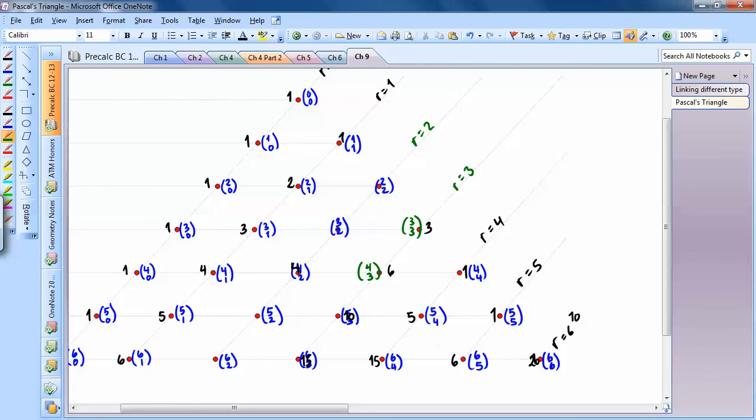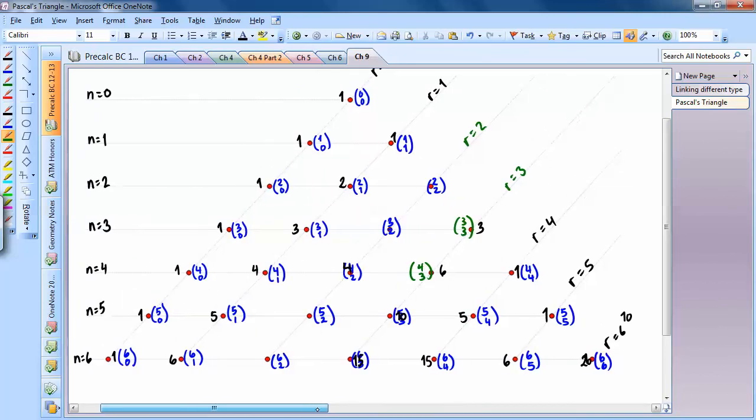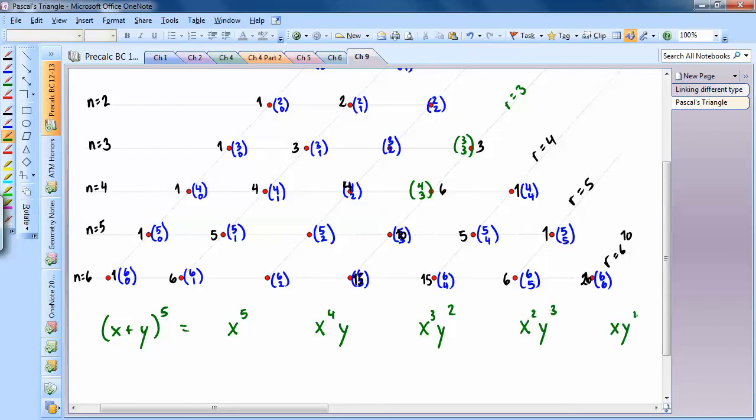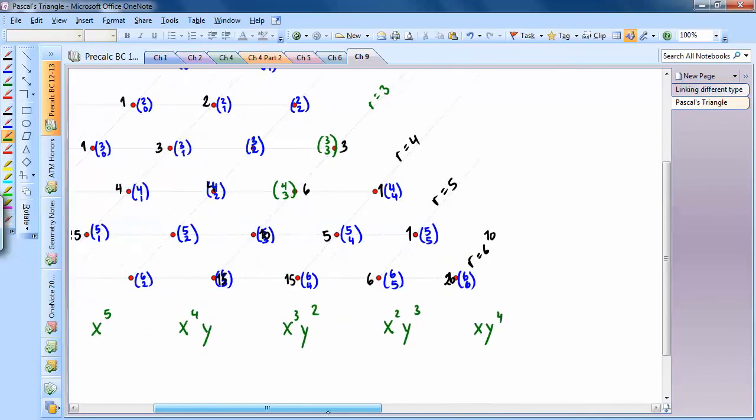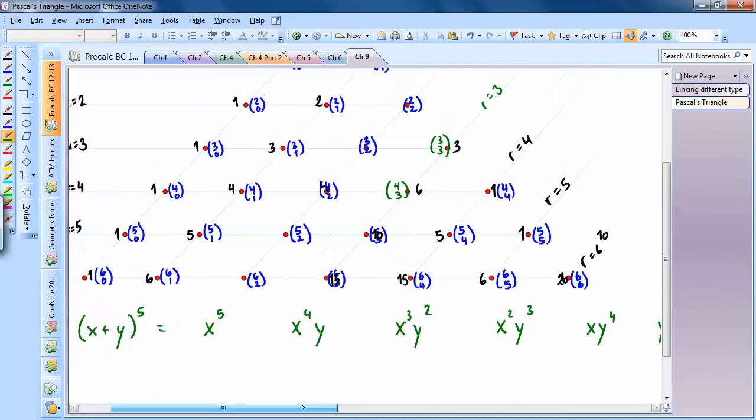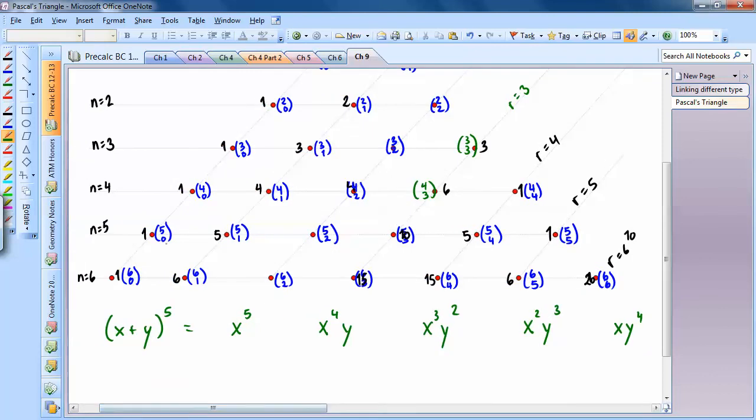One of the nice things is that if you have to expand an entire polynomial like x plus y to the 5th, let's say, well, you're going to get an x to the 5th term, an x to the 4th y term, an x cubed y squared term, an x squared y cubed term, an x y to the 4th term, and then a y to the 5th term with x to the 0. And the coefficients all come out of here. This is really y to the 0.